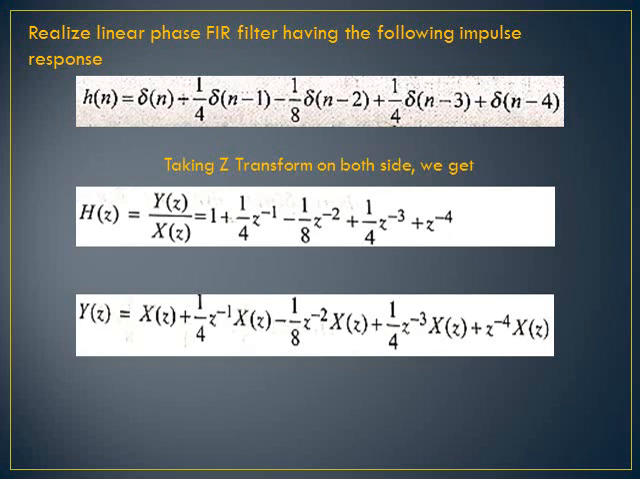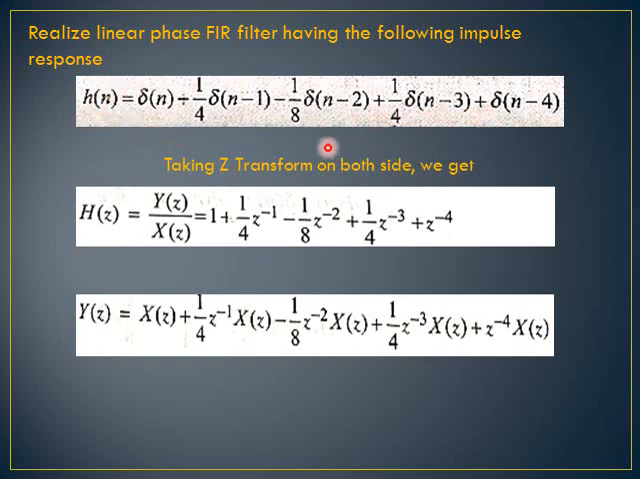Similarly, there's one more important question which has been asked: realize the linear phase FIR filter having the following impulse response. Here h of n is equal to delta of n plus 1 by 4 delta of n minus 1 minus 1 by 8 delta of n minus 2 plus 1 by 4 delta of n minus 3 plus delta of n minus 4.